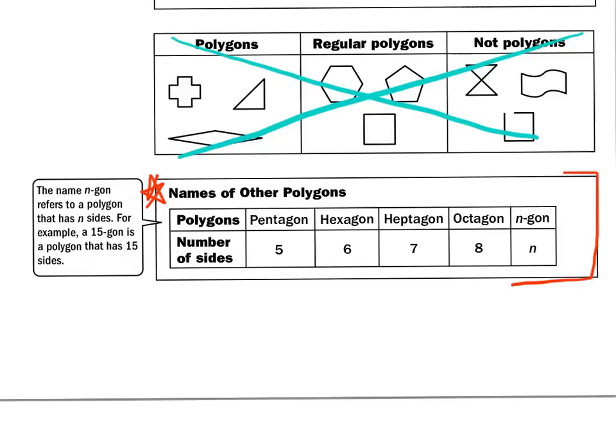This part's pretty important. You can put a red star. So when we name other polygons, obviously a three-sided shape is a triangle. Four-sided shape, we'll talk about lots of names for four-sided shapes on the next slide. But if it has 5 sides, it's called a pentagon. 6 sides is a hexagon. 7 sides is a heptagon. 8 sides is an octagon. And they said n sides is an n-gon. There's a name for a 9-sided shape and a 10-sided shape and that kind of thing, but this is enough for right now.